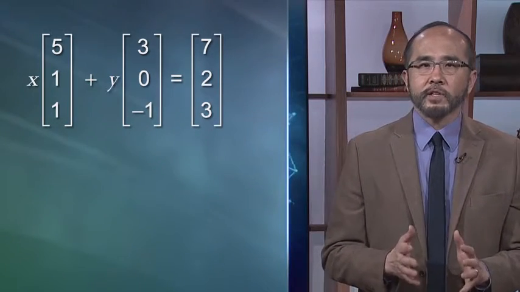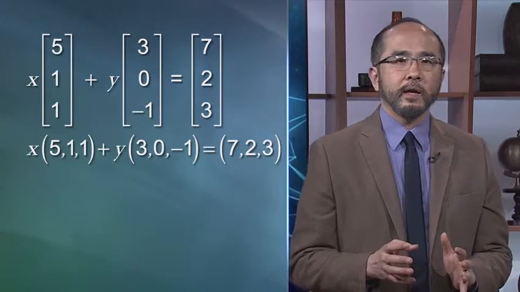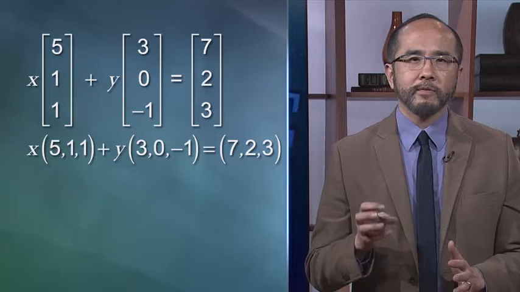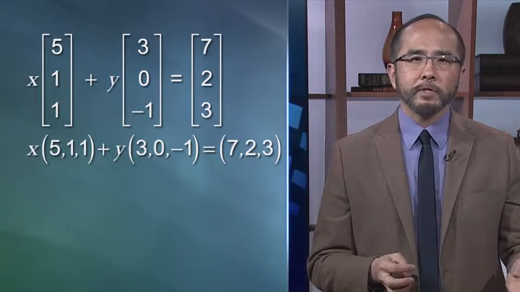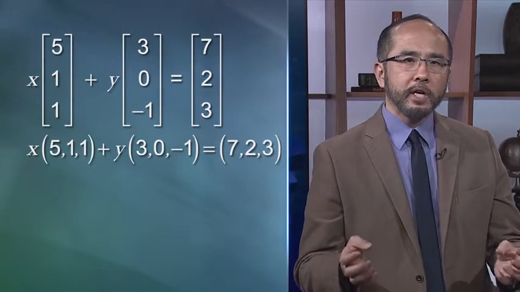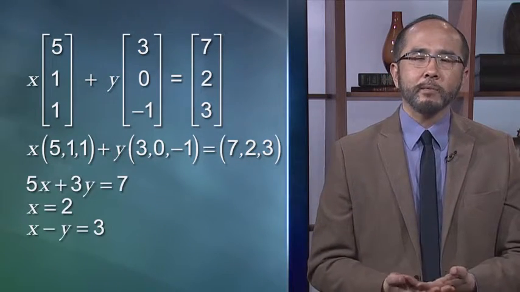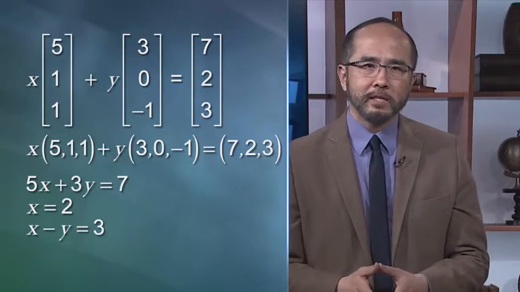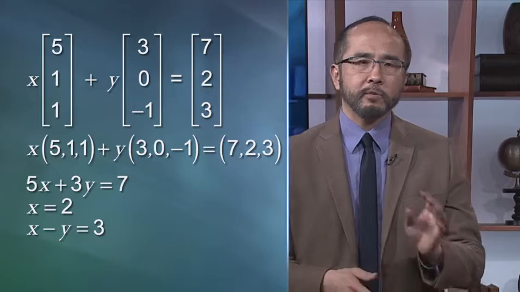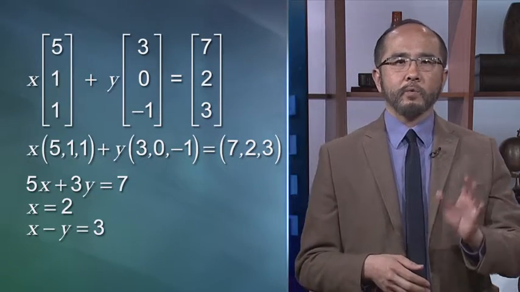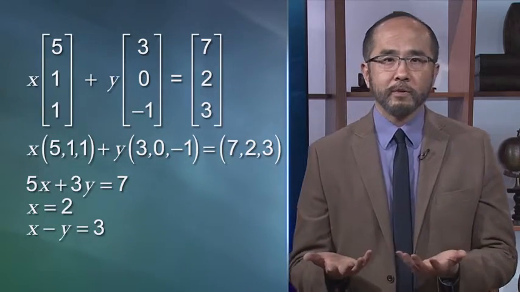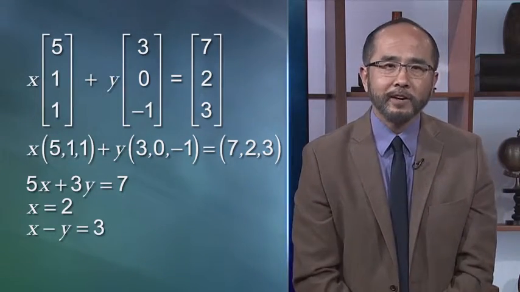Looking at the components of this vector equation, x times 5, 1, 1 plus y times 3, 0, -1 equals 7, 2, 3, with x for the first unknown coefficient and y for the second unknown coefficient. This will be true if the following system of equations can be solved simultaneously: 5x plus 3y equals 7, x equals 2, and x minus y equals 3. We shall soon learn how to solve systems of equations using techniques of linear algebra.